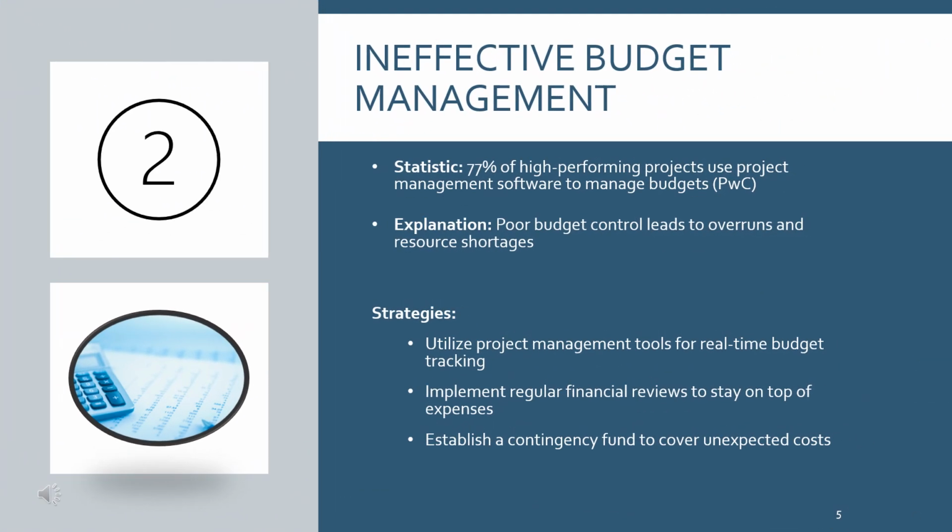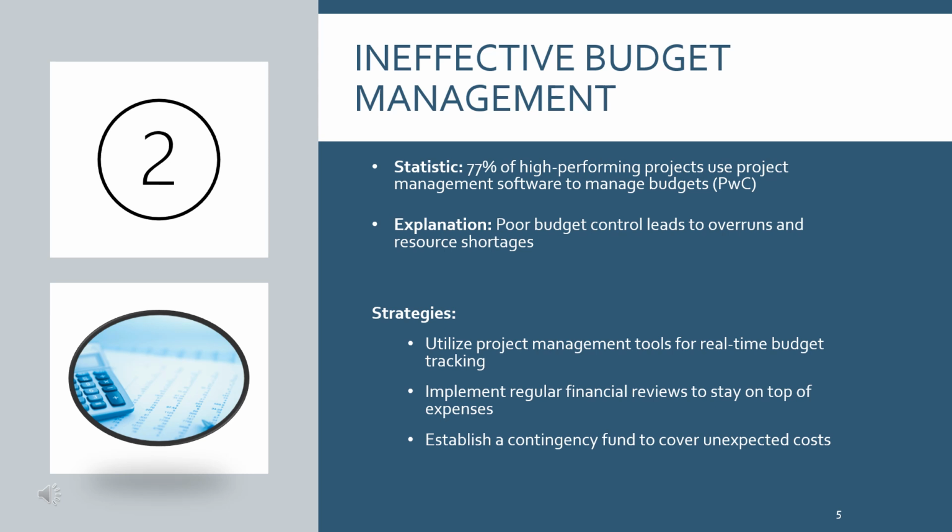Ineffective budget management is another common cause of project failure that can have serious consequences. Without proper control over the project's finances, costs can quickly spiral out of control, leading to budget overruns that strain resources and jeopardize the project's success. Budget management issues often arise from a lack of real-time tracking, which makes it difficult to identify and address cost issues before they become significant. Additionally, failing to allocate funds for unforeseen expenses can leave the project vulnerable to unexpected challenges that exceed the budget.